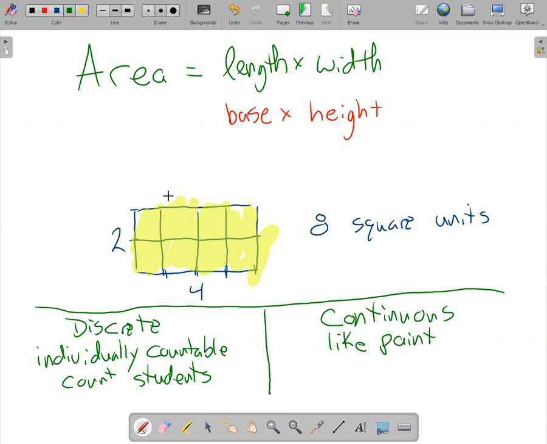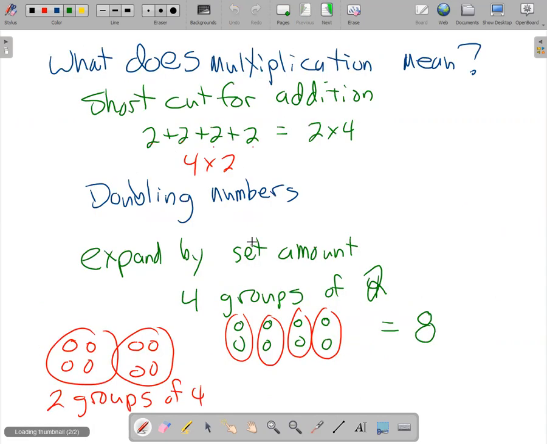So this is what we call the area model for multiplication, a continuous model for multiplication, whereas the groups of repeated addition idea here is a discrete model for multiplication. That's kind of the way I like to think about that.